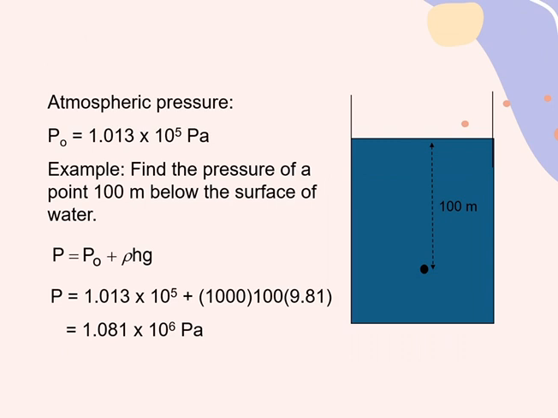To find the pressure at a point 100 meters below the surface of water, we use the formula P equal to P0 plus rho gh. Given that P0 is 1.013 times 10 to the power of 5 Pascal, rho is 1000 kg per cubic meter, g is 9.81 meter per square second, and h is 100 meters. The pressure at this point is approximately 1.081 times 10 to the power of 6 Pascal.